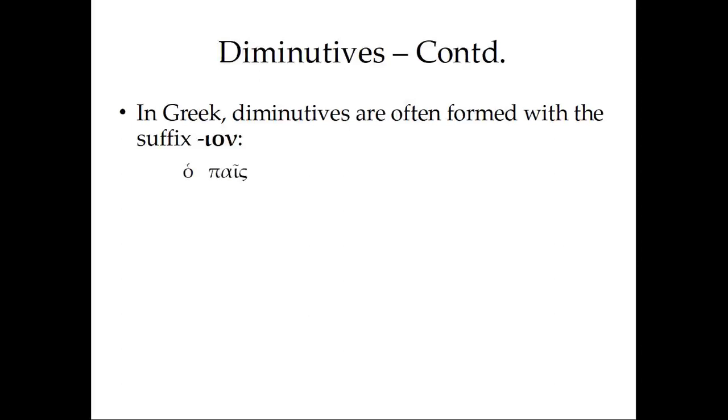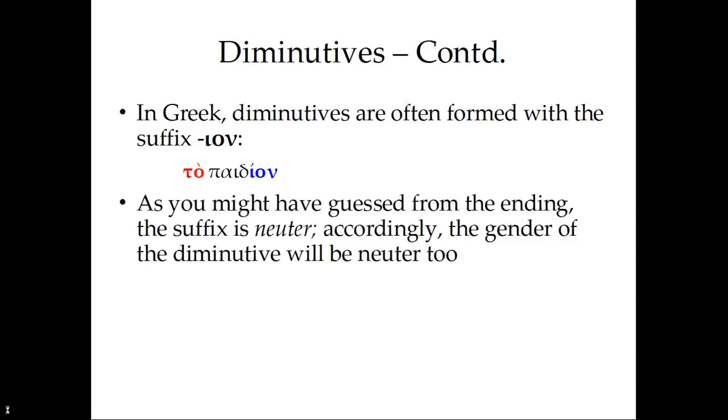Ho pais, the child, becomes paidion, the little child. As you might have guessed from the ending, the -on there, this little diminutive suffix is neuter. Accordingly, the gender of the diminutive itself will be neuter too. That's why the definite article has changed form.